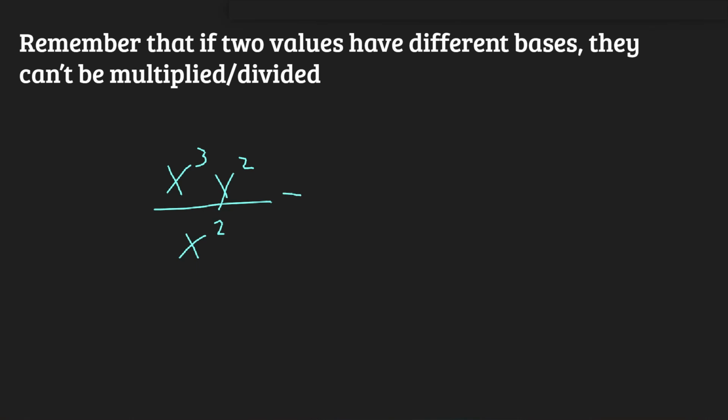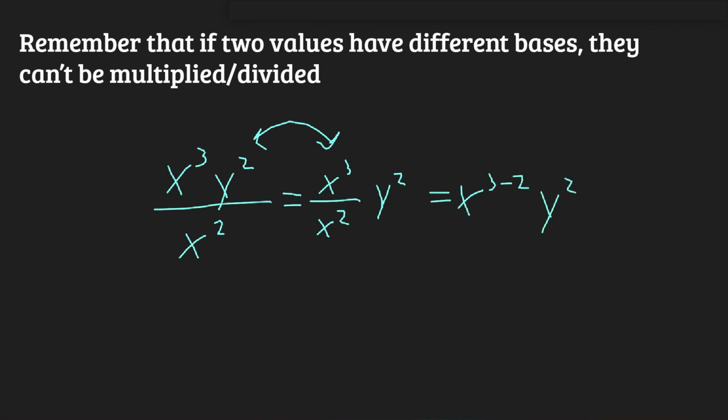So what I'm going to do is split this apart into two problems. This is equal to x to the 3 divided by x squared times y squared. So now that I've simplified it into this, I can simplify even more as x to the 3 minus 2 times y squared, which is equal to x to the 1 times y squared, right? And that overall is just equal to xy squared. So you see, we can simplify it with the x's, but we couldn't simplify the y anymore.